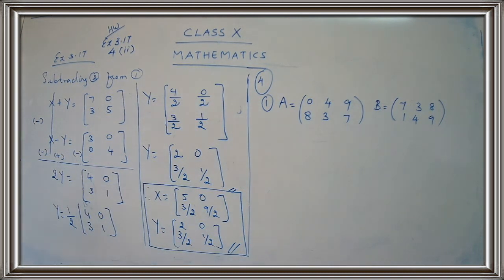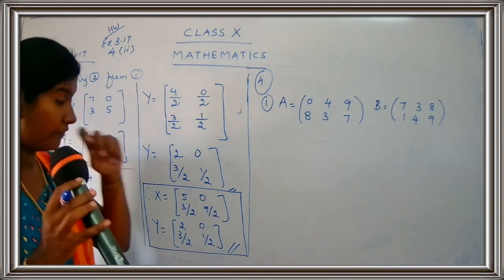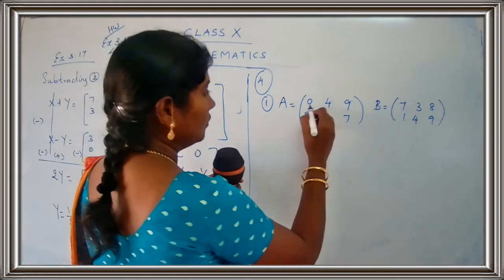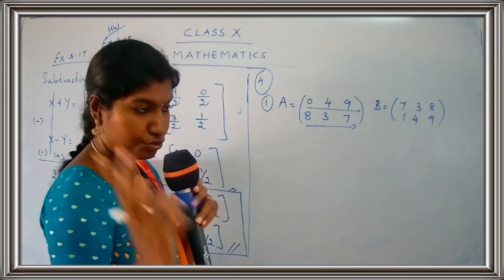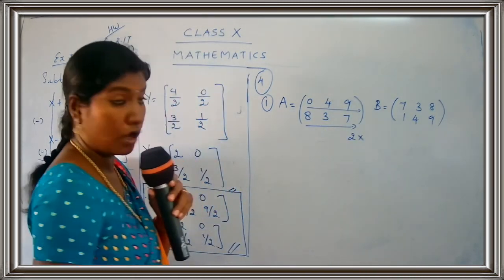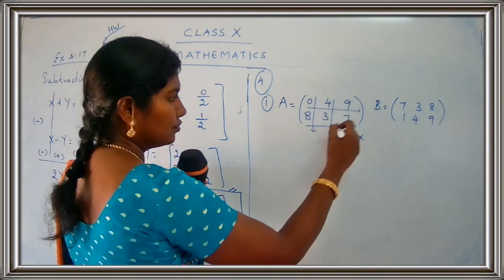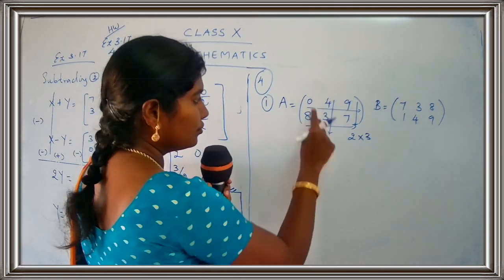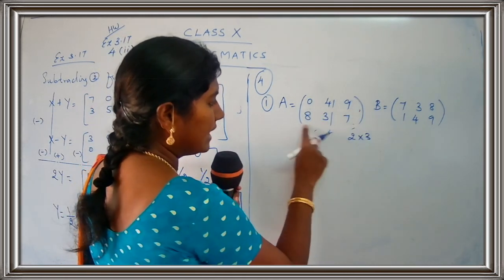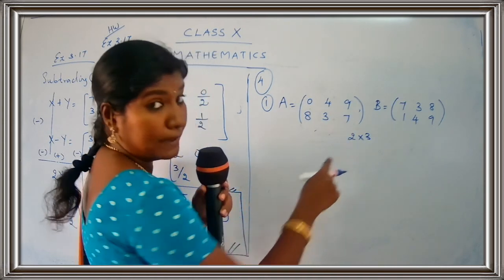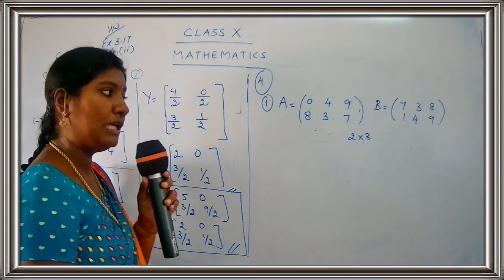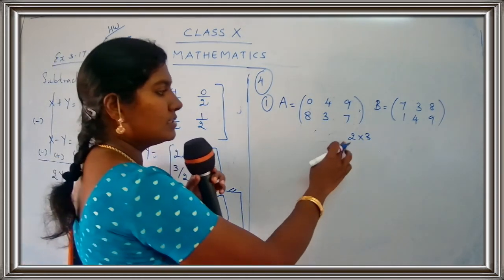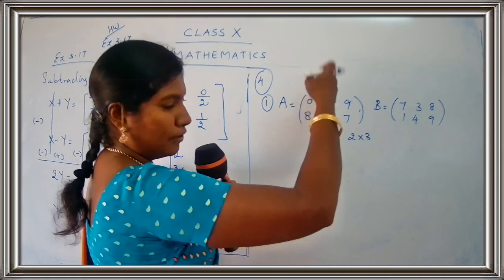First of all, let us check the order over here. What is the order of the matrix, children? How many rows do you have? One row, two rows. So two rows. And how many columns do you have? 1, 2, 3. So total number of columns, 3. So what is the order of the matrix? 2 cross 3. Don't multiply the answer. For order, you cannot multiply. You have to keep it as 2 cross 3. That is, 2 is the number of rows and 3 is the number of columns.